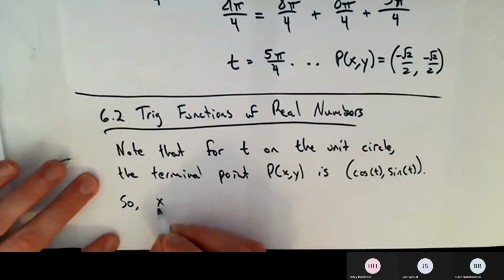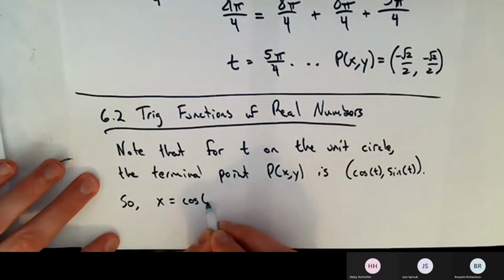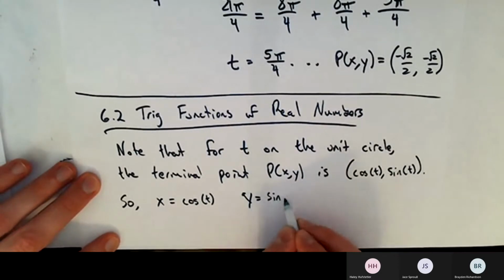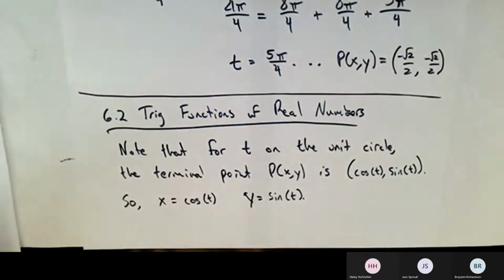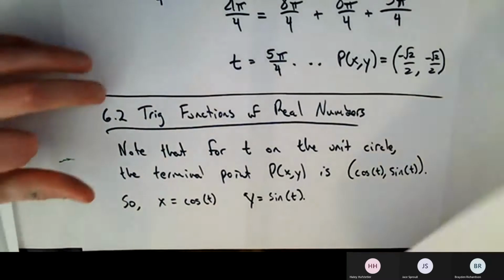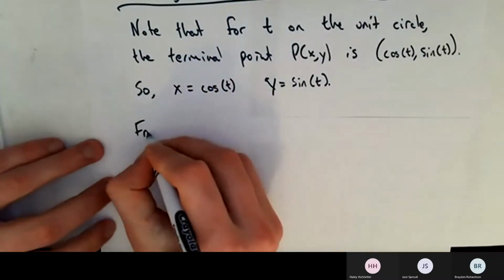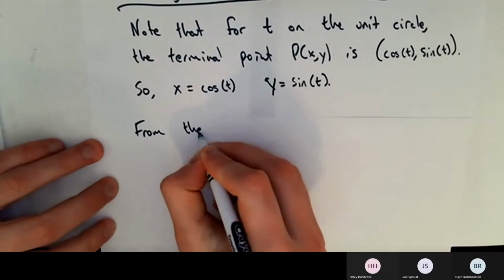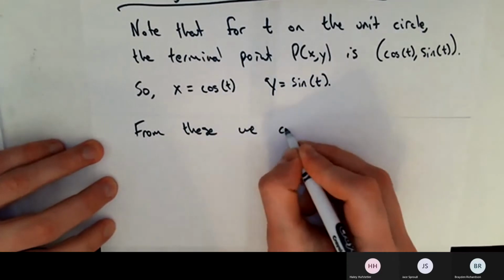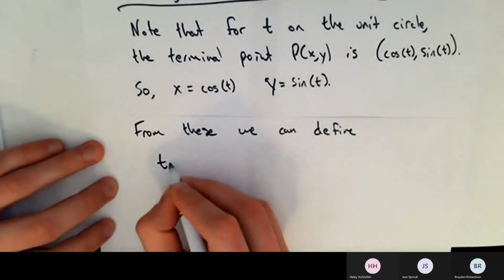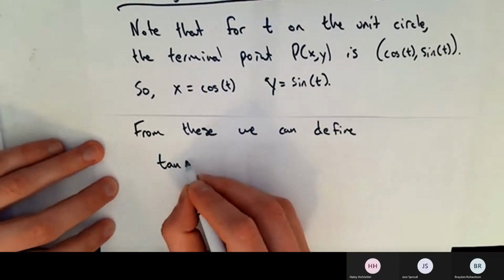So what am I saying? That x is equal to cosine of t, and y is equal to sine of t, on the unit circle. So from these, we can define every other trig function, such as tangent of t.